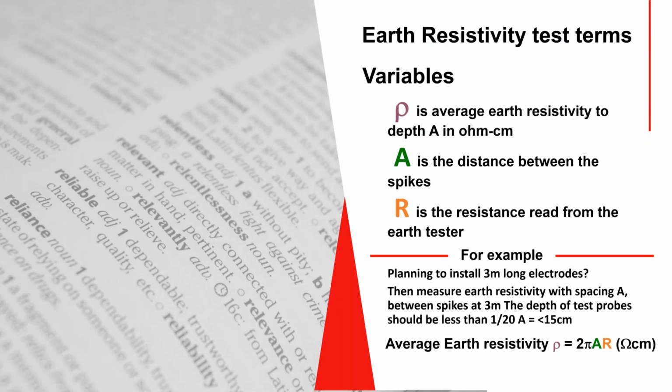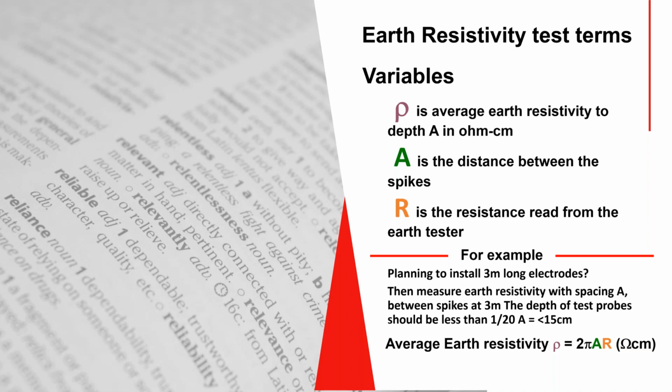Okay, so A in the formula is the distance between the spikes. What you'll be doing is measuring average soil resistivity to a depth that's equivalent to A. So the 4 terminals are equidistantly spaced, and that spacing you plug into your 2πAR formula. And R, of course, is the reading that you've gotten off of your tester. When you calculate that out, that gives you your average soil resistivity to a depth equivalent to A.